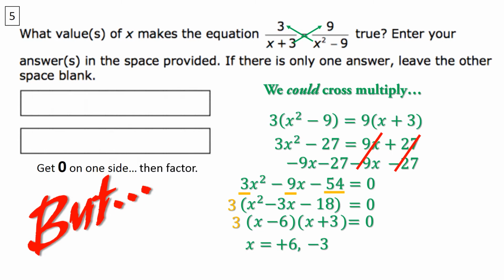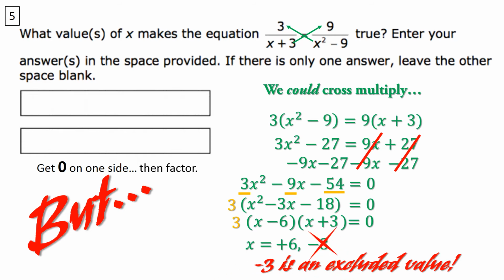But there's something wrong with that. And if you look back up here at the original, especially this left side, although both sides would do it, one of those answers is an excluded value. It can't be negative 3. So that only leaves 6.